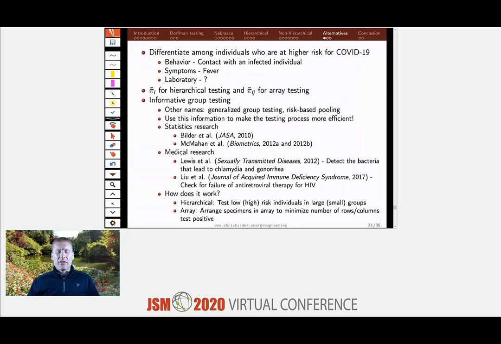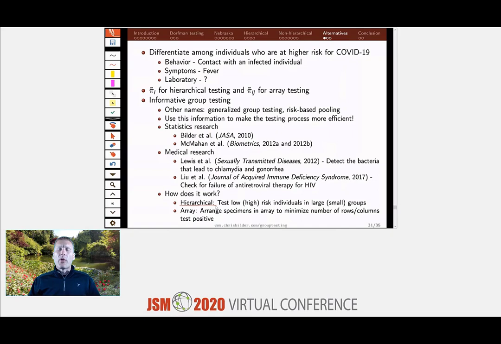So how do you take into account this information? Real briefly, a big picture idea of how one would do that: with hierarchical testing, you test low-risk individuals, meaning low values of this pi tilde sub i, in large groups. High-risk individuals, you test in small groups. In an extreme situation, let's say you have a pi tilde value very close to one for someone. Why would you want to test that person in a group when you know that they have a high probability of disease? Just test them separately, thus in a small group. So hopefully that gives you some intuitive feel for why you would approach hierarchical testing in this manner.